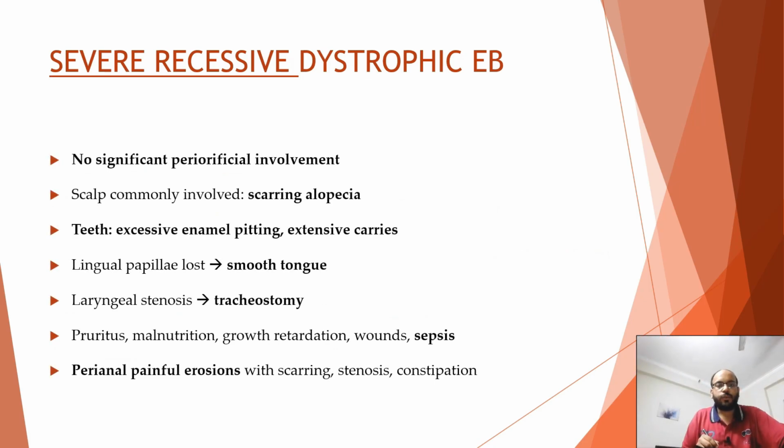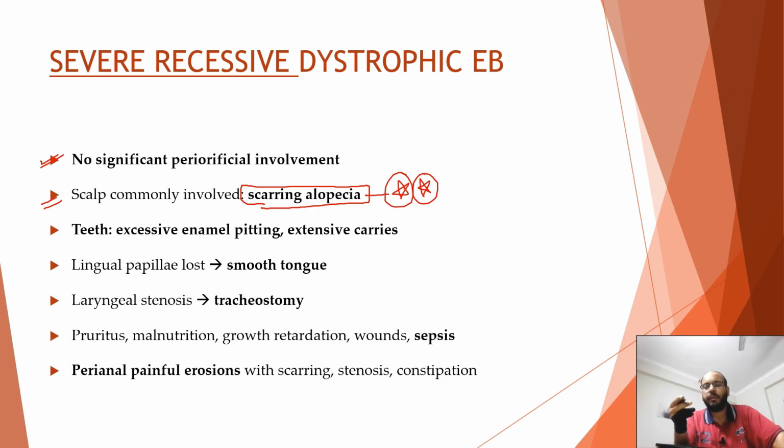Now, no significant periorificial involvement apart from the mouth and the anal area. Scalp is commonly involved, leading to scarring alopecia. Now, scarring alopecia is a very important feature of severe recessive dystrophic EB. You can see scarring in all areas, but scalp being a thick skin somewhat escapes much severity. But in the case of severe recessive dystrophic EB, there is so much scarring that even scalp is involved, leading to scarring alopecia, and that makes scarring alopecia a very important feature in severe recessive dystrophic EB.